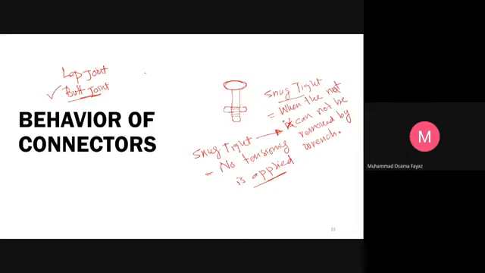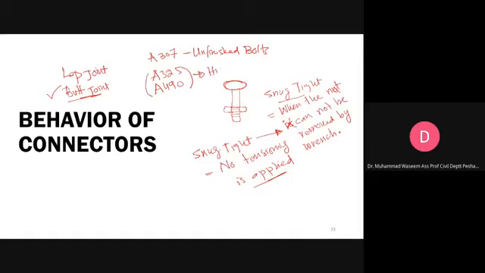Yes, sir. How many types of bolts are there? 4. No, not 4, 2. A307, which are known as unfinished bolts, and high strength bolts. Yes. And then you have A325 or A490. These are the high strength bolts.